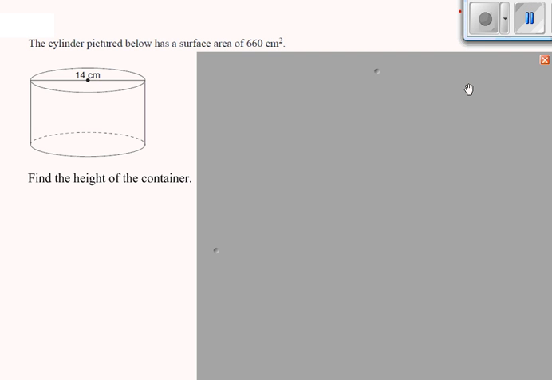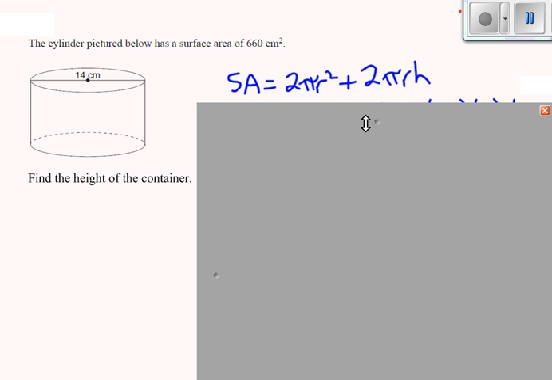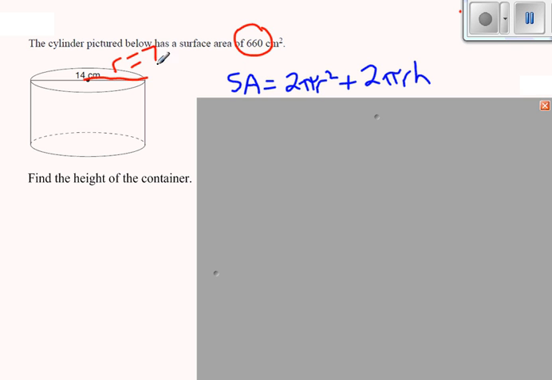So this is a surface area question involving a cylinder. And the cylinder appears to be intact. So I'm going to use the entire formula, which looks like this. Surface area of a cylinder is 2 pi r squared plus 2 pi r h. So what do I know that I can substitute in? Well, I know that the surface area is 660. And I know that the radius is half of 14. So the radius is 7. And of course, the thing I'm looking for is h.